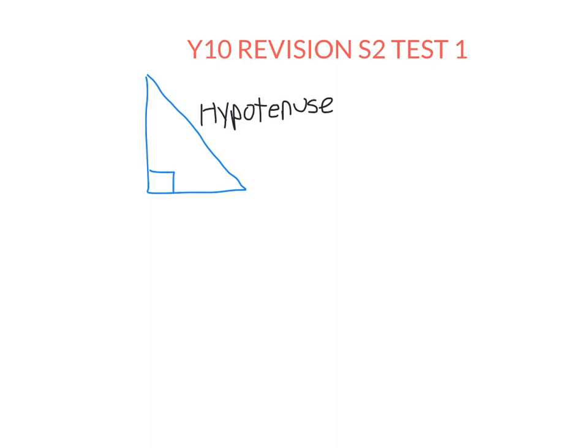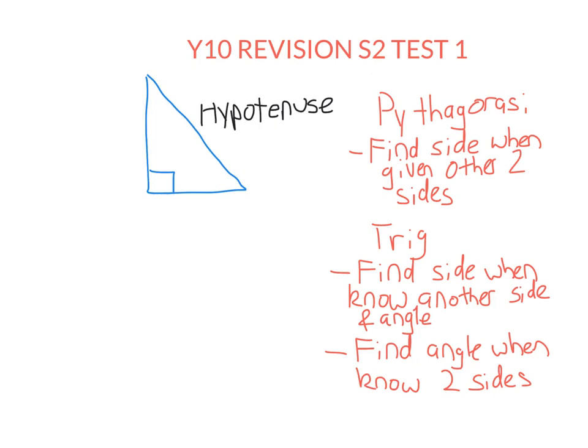Now, Pythagoras and trigonometry both have the same goals, trying to find a side, or in the case of trigonometry, an angle, using information already given. Written on your screen is when you can use Pythagoras and when you can use trigonometry. They're complementary, so you can use them under different circumstances. Pythagoras only involves sides, never angles. So you're finding an unknown side when you know the other two sides of the right angled triangle.